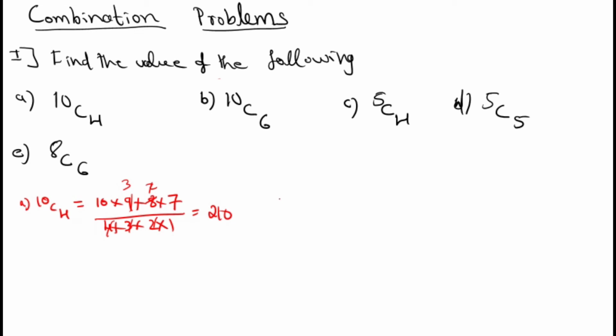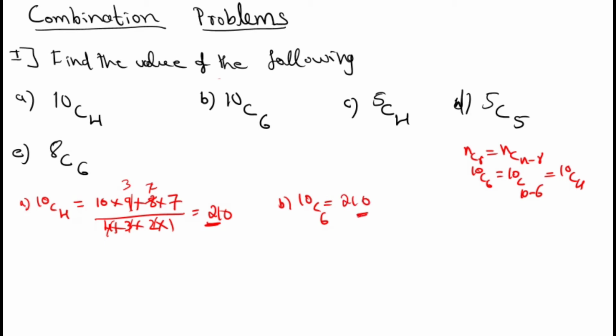See the second question, that is 10C6. Here the r value 6 is a big number, so you would need to write 6 numbers in the numerator by 6 factorial. For that reason use the formula nCr is equal to nC(n minus r). So 10C6 is equal to 10C(10 minus 6), which is 10C4 only. So the 10C6 value is equal to 10C4. What is 10C4? 210, right? So 10C6 directly you can write the value is equal to 210.